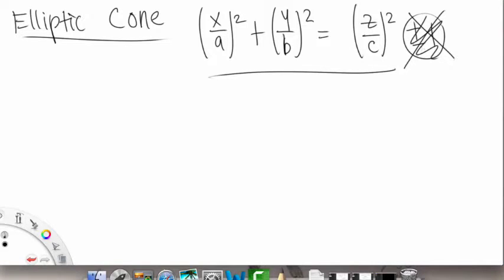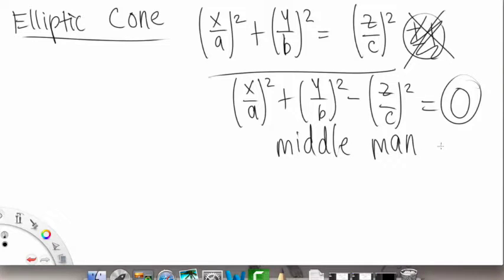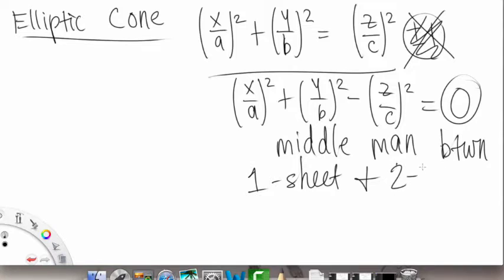Since this is neither plus nor minus 1, a way to rearrange this is x over a squared plus y over b squared minus z over c squared is equal to 0, because this is in between -1 and 1, and it is equal to neither value. That means this is going to be like the middleman. So this elliptic cone is like the middleman, or the in-between, between the one sheet and the two sheet hyperboloids.